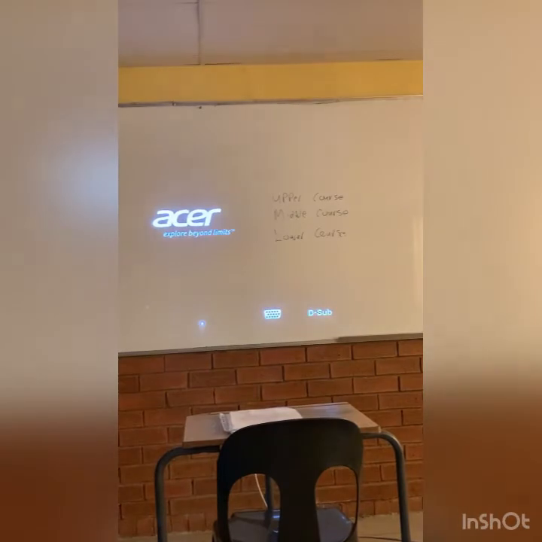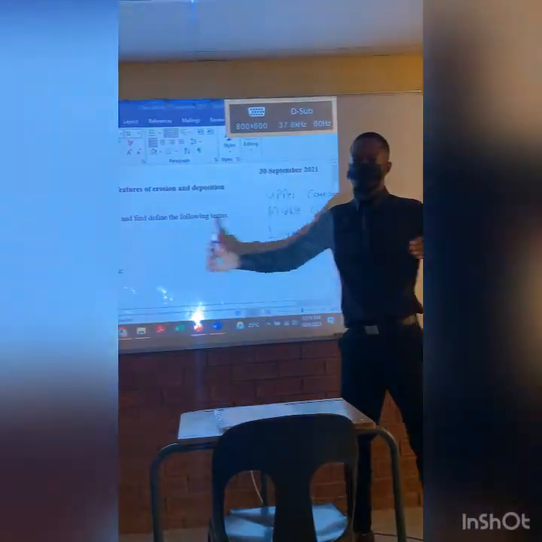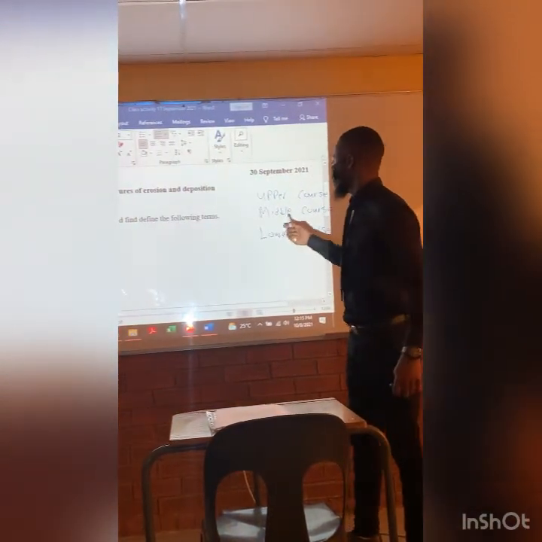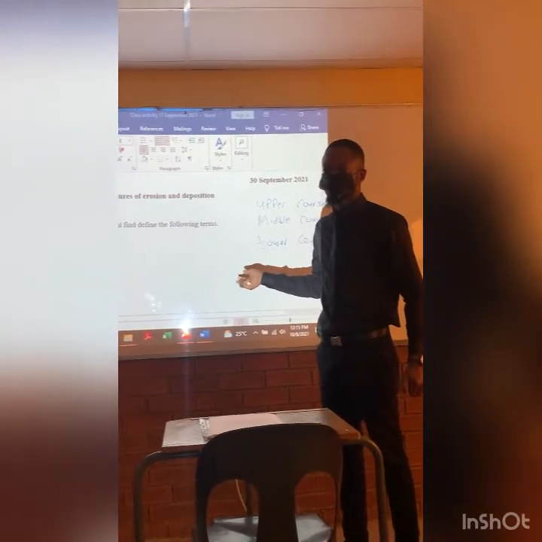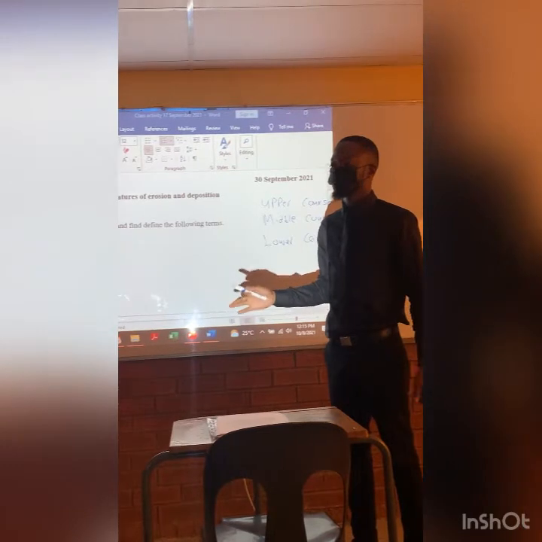In the middle course, we now find more lateral erosion. The river is going sideways, it's becoming a bit wider compared to the upper course. So, yes, we find the meander, we have rapid erosion, so the water is still channeling at high speed. And the most dominant fluvial process is erosion.